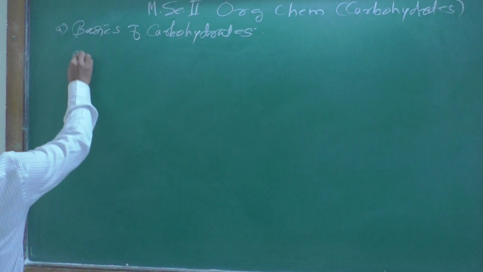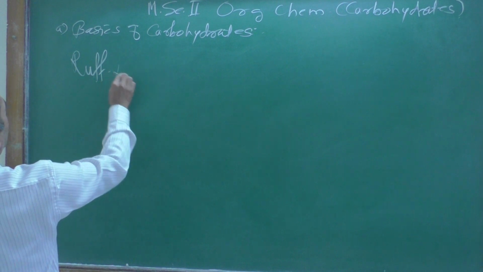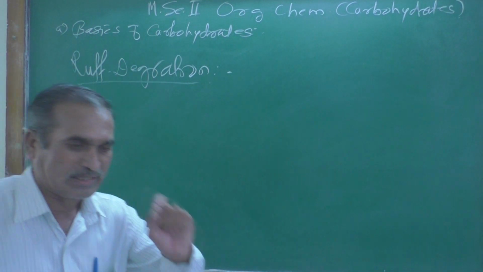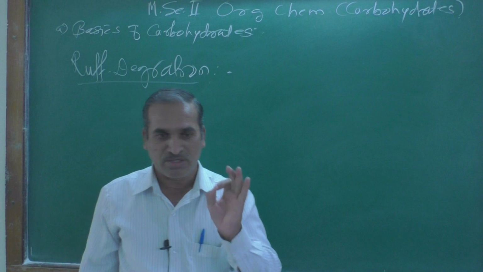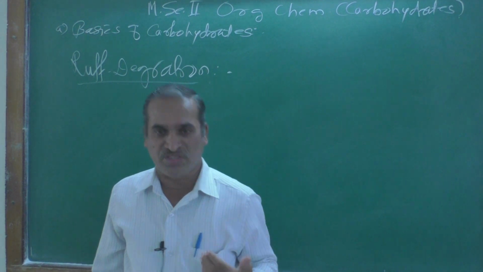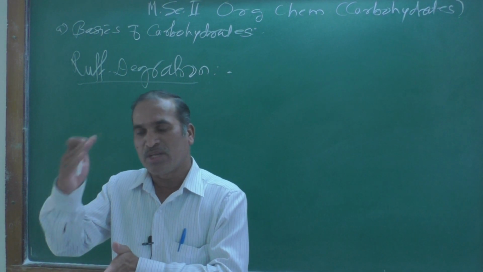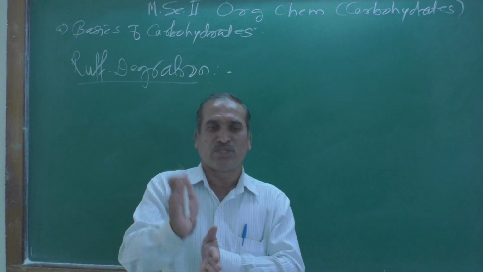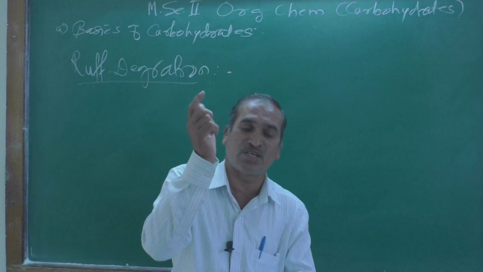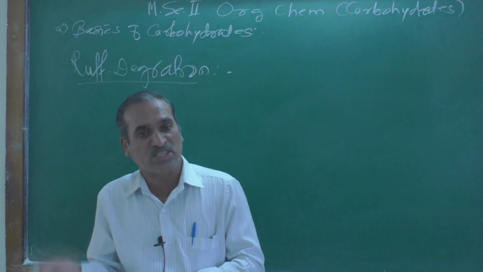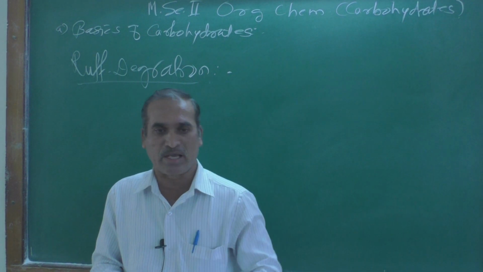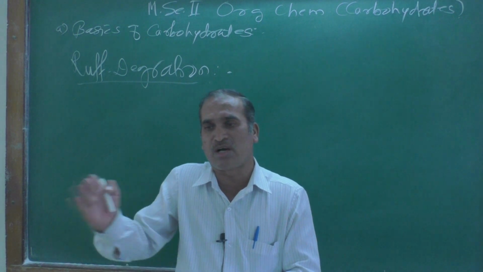Remember, Ruff degradation is exactly opposite to the Kiliani-Fischer synthesis. In the Kiliani-Fischer synthesis there is a lengthening of the chain, meaning the number of carbon atoms increases step by step by adding a suitable reagent. But here it is exactly the reverse, meaning there is a shortening of the carbon skeleton in this particular process, and that's why it is known as Ruff degradation. Degradation means there is a decrease in the carbon atoms.